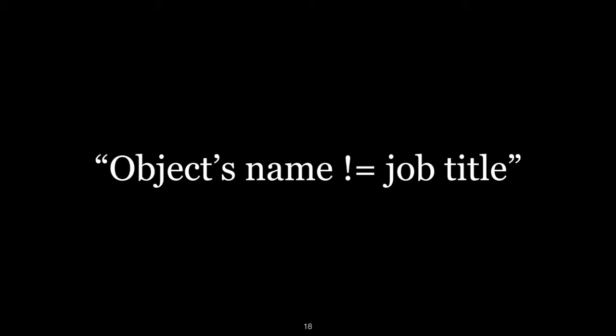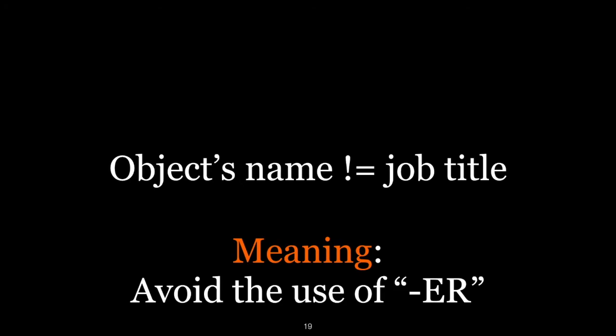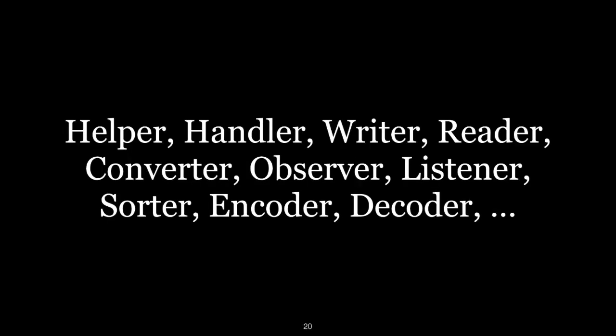So when we're thinking about objects, we should not think of what the object does or its job title. We should think about its name. And this means avoiding the use of ER or OR or whatever at the end of the name of an object. So for example, we see a lot of this in the code we do at work. We see sometimes helpers, handlers, writers, readers, converters, observers, listeners, on and on. And we see this on a daily basis.